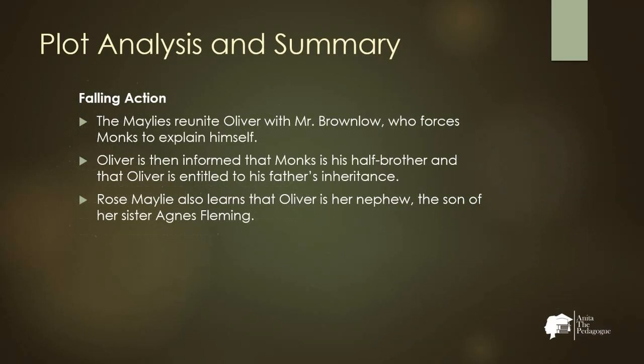In the following action, Oliver is back to his birthplace, together with the Maylies, Dr. Losborn, Mr. Brownlow, Mrs. Bedwin, and a man he didn't know, that is Monks. Mr. Brownlow forced Monks to explain himself. Monks explains that his father wanted to marry Agnes Fleming, Oliver's mother, when she got pregnant with him.